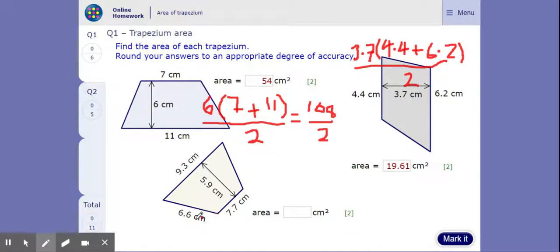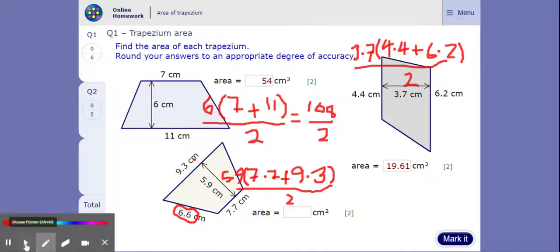Now the last one is a bit tricky. This length here, we don't need that to find the area. It's a trick. What we need are the 2 parallel sides. So it's this one and this one. So it's 7.7 plus 9.3. We're going to multiply that by the height, which is 5.9, and divide the whole thing by 2.